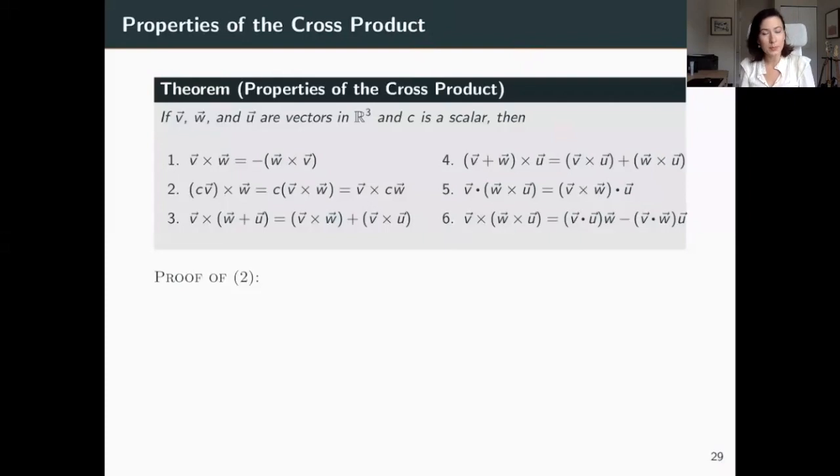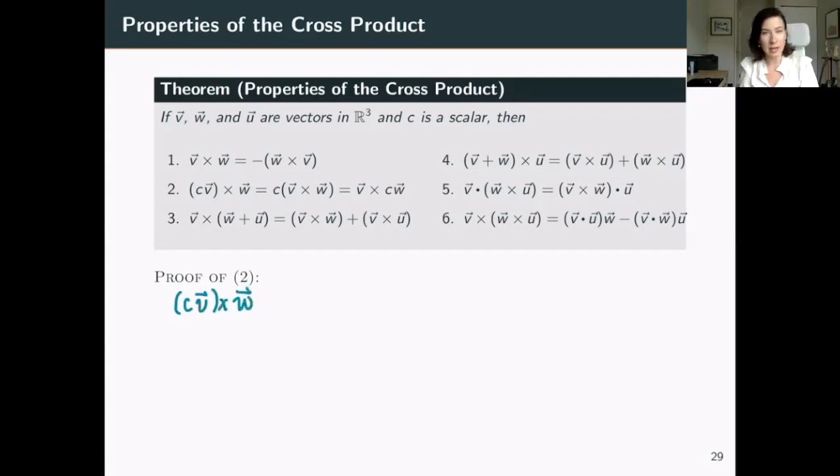Finally, we have 6 properties of the cross product, all of which are relatively straightforward to prove using the definitions of the dot product and the cross product. I encourage you to work through each one of these proofs on your own. I'll go ahead and work through number 2 to familiarize you with some of the techniques used in these kinds of proofs.